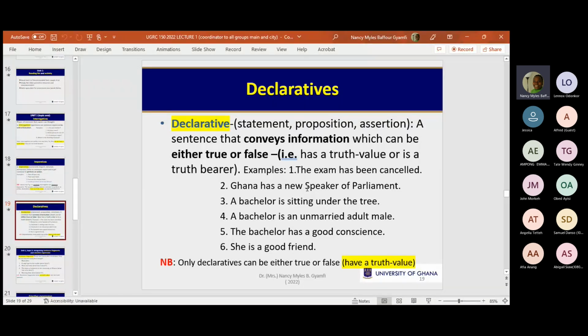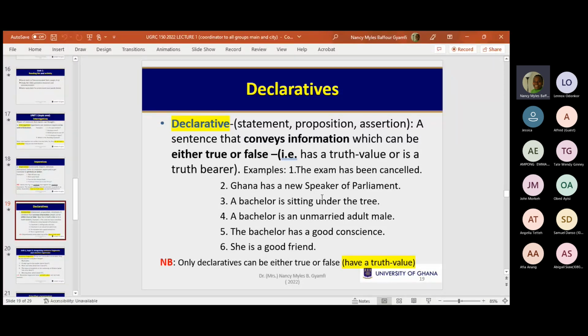That is why they have a truth value, because the information that I'm giving you can be either true or false. Okay, so it is only declaratives, which are also called statements or propositions or assertions, that have what? A truth value. That simply means they alone bear truth. They are truth bearers.